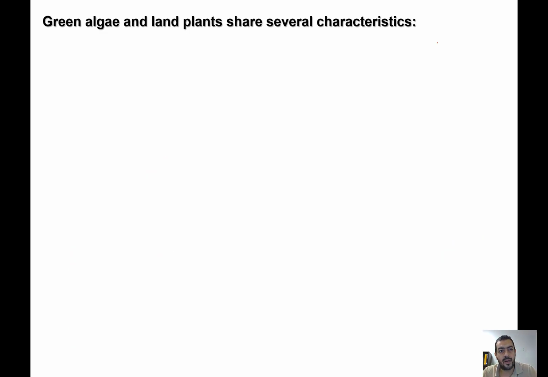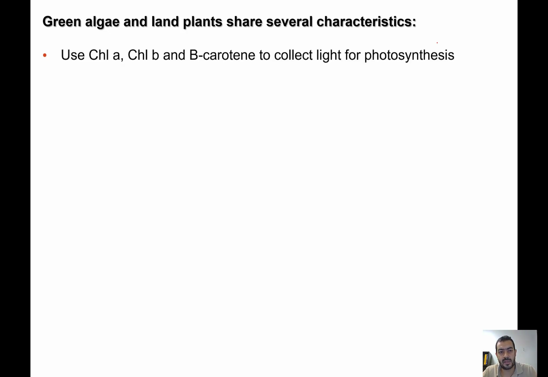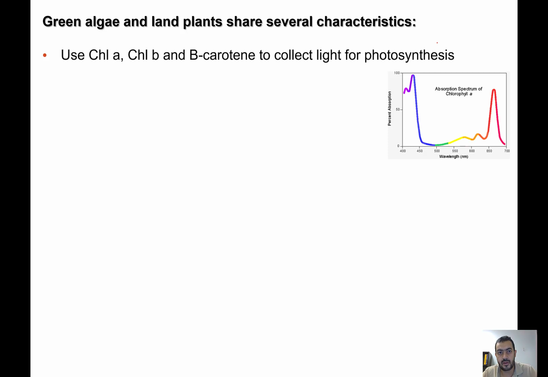So why do scientists believe that the green algae were the ancestors of land plants? Because both of them share several characteristics. For example, both of them use chlorophyll A, chlorophyll B, and beta carotene to collect light for photosynthesis. So both of them are photosynthetic organisms. They have the same kind of pigments, and as you know, chlorophyll and beta carotene are pigments that absorb the energy of light, and they are really important in the process of photosynthesis.